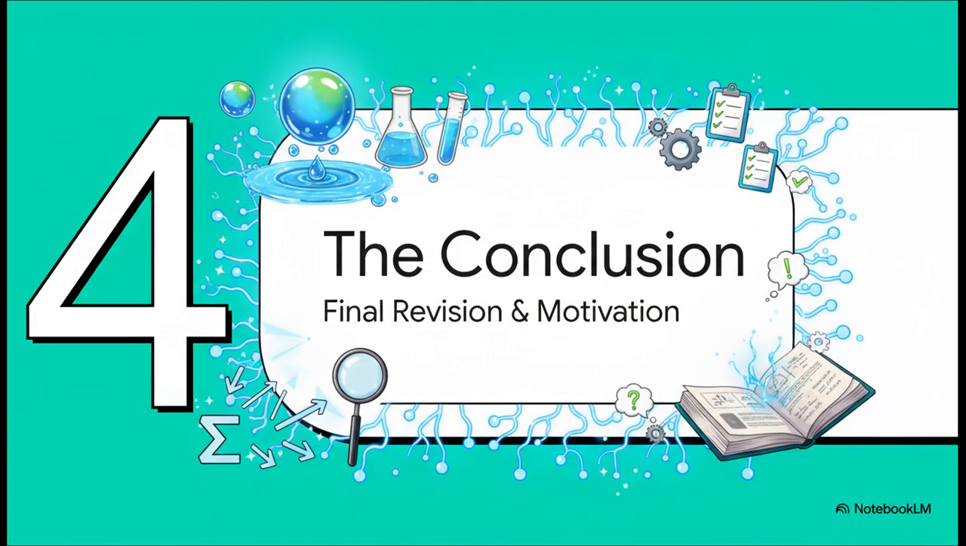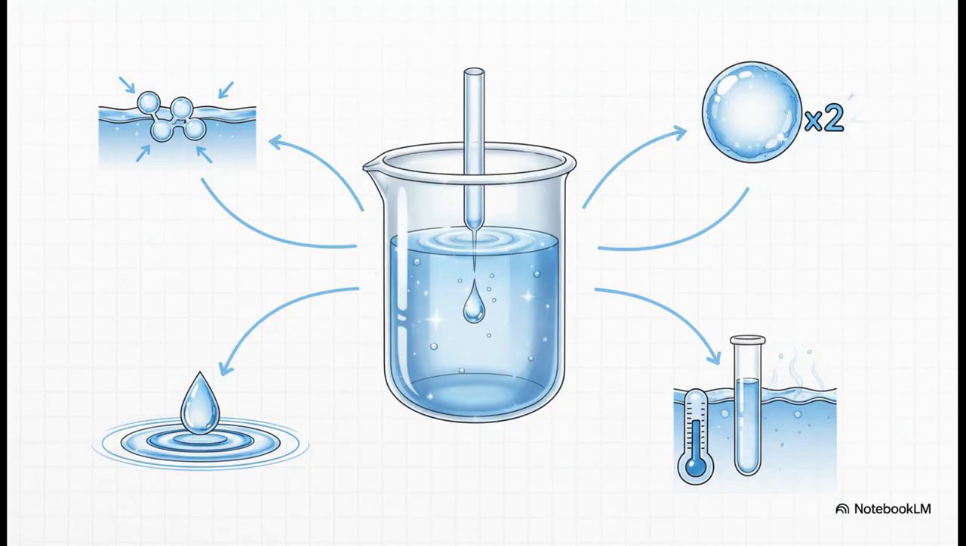Okay, let's quickly wrap this up. It's time to summarize the absolute most important points, the things that you need to have crystal clear in your mind right before the exam. Think of this as your final revision checklist for surface tension. So to quickly recap our key takeaways. First, the fundamental cause. It's all about that unbalanced inward pull on surface molecules. Second, the factor of 2.